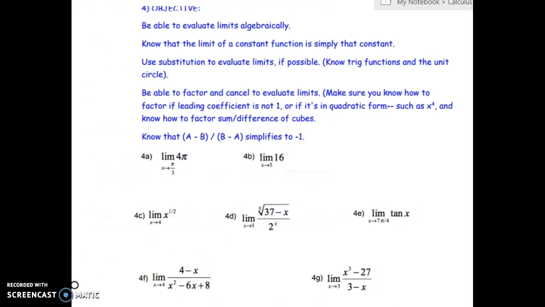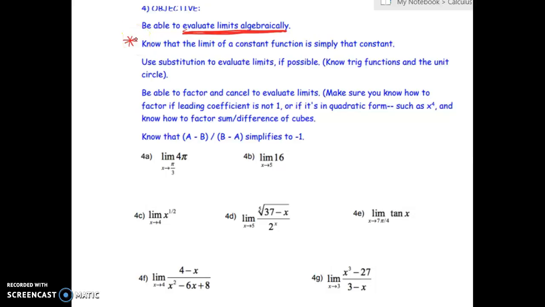You're going to need to know how to evaluate limits algebraically. Okay, so that will be, you won't have a graph in front of you. And using your calculator, it may not be exactly obvious what to do. So the first thing that we're going to do is kind of categorize these.